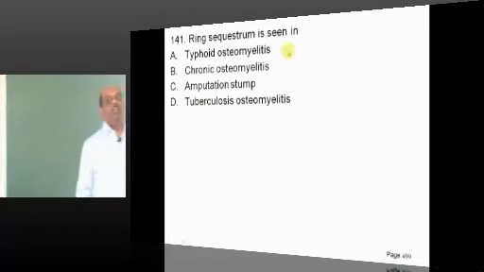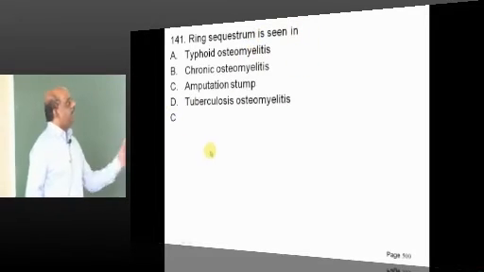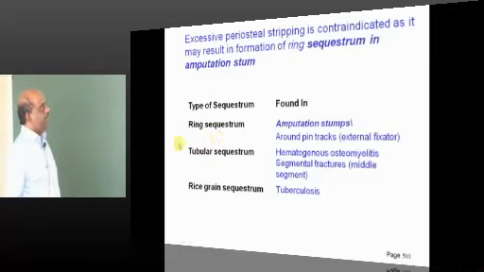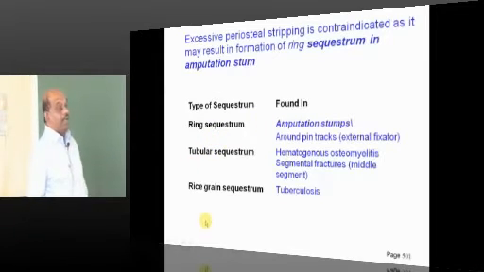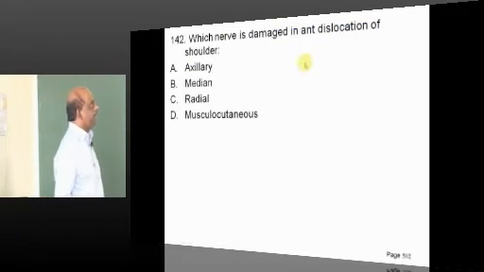Ring sequestrum, where do you see it, doctor? Amputation stump. In case of stump amputation, ring sequestrum, tubular sequestrum. Where do you see rice grain sequestrum? TB. After the exam you need not remember.